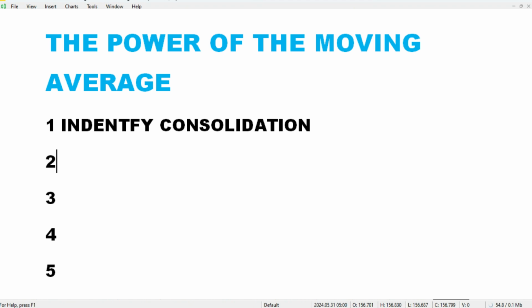As a trader, you do not need to trade during consolidation. Consolidation increases risk, whether you are a forex trader, a stock trader, or a crypto trader.